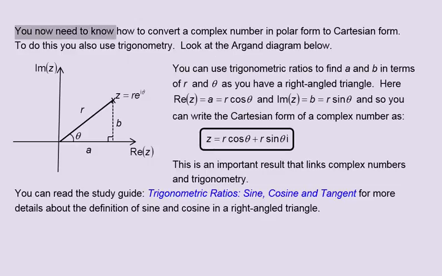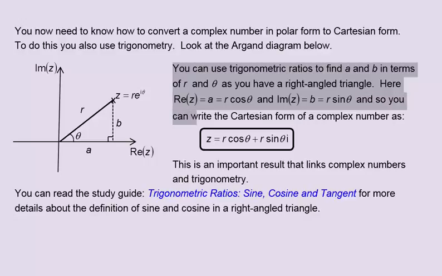You now need to know how to convert a complex number in polar form to Cartesian form. To do this, you also use trigonometry. Look at the Argand diagram below. You can use trigonometric ratios to find a and b in terms of r and theta, as you have a right-angled triangle. Here, the real part of z, which equals a, equals r multiplied by the cosine of theta. And the imaginary part of z, which equals b, equals r multiplied by the sine of theta.